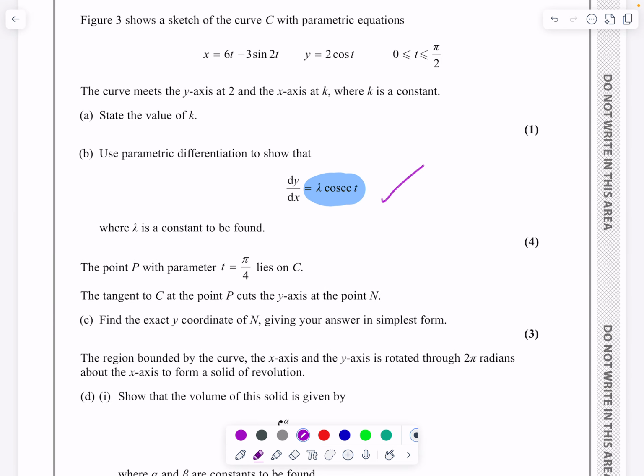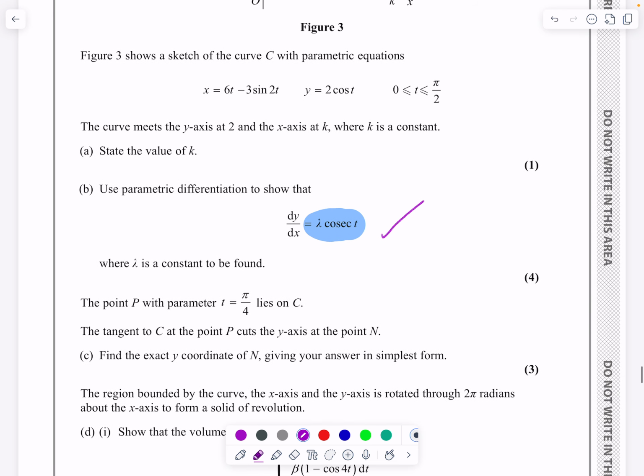Right, let's have a look now at part C. Part C says the point P with parameter t equals pi over 4 lies on C. So that's halfway. We've got a point P on there. The tangent to C at P cuts the y-axis at the point N. Can we find the exact y-coordinate of N?